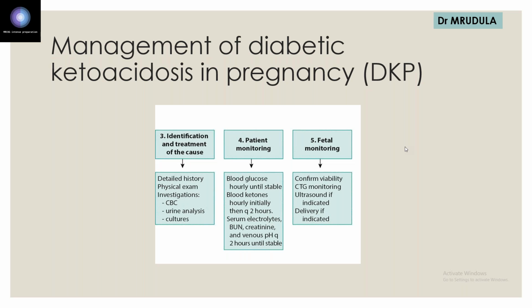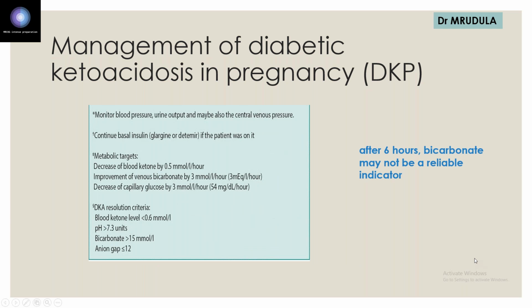And fetal monitoring: you have to first confirm fetal viability. You have to see the fetal heart rate. Then you have to do the CTG monitoring, ultrasound if it is required, and if there are any precipitating factors or any indications to deliver the baby, you have to deliver. Also monitor blood pressure, urine output, and central venous pressure depending upon the seriousness of the patient. Continue the basal insulin. If the patient is on glargine or detemir insulin, you have to continue that.